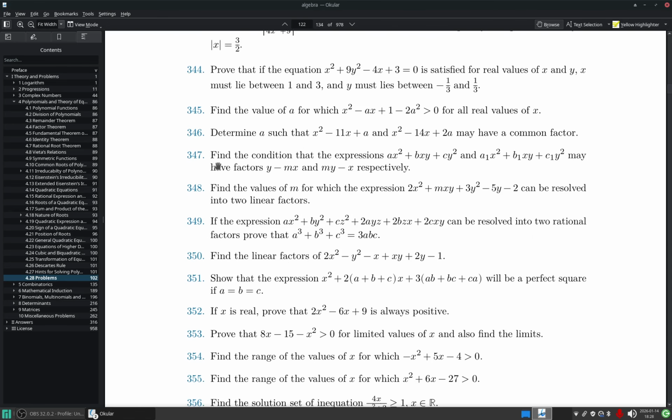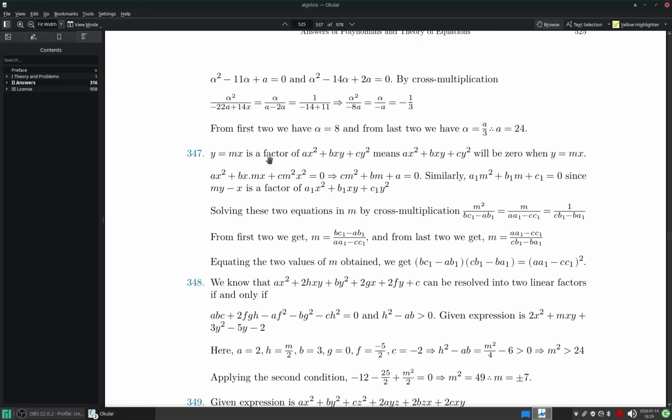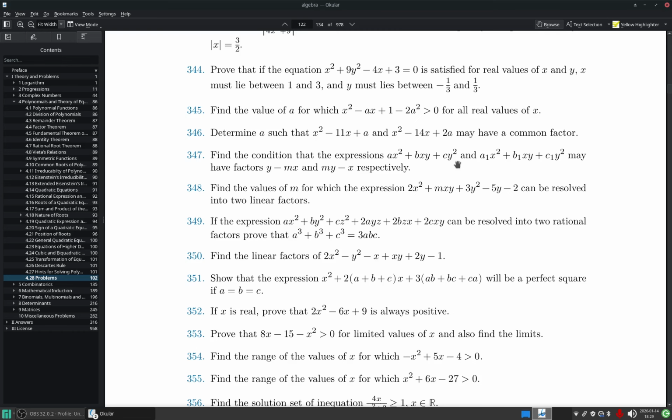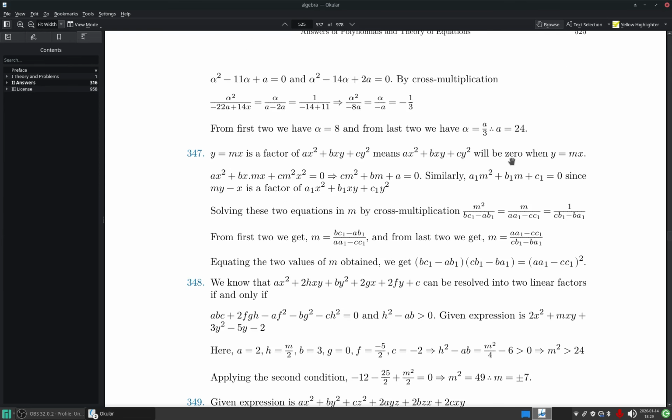Question 347 says that find the condition that the expressions ax square plus bxy plus cy square and a1x square plus b1xy plus c1y square may have factors y minus mx and my minus x respectively. So first we let y minus mx be a factor of the first quadratic expression, and so it will be 0 when y is equal to mx. So we substitute y is equal to mx, we get ax square plus bx into mx plus cm square x square, that is, cm square plus bm plus a is equal to 0. Similarly, a1m square plus b1m plus c1 is equal to 0 since my minus x is a factor of a1x square plus b1xy plus c1y square.